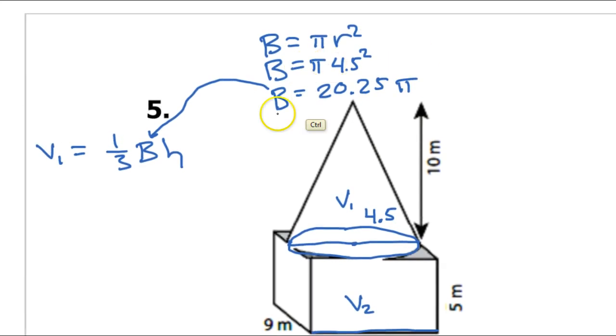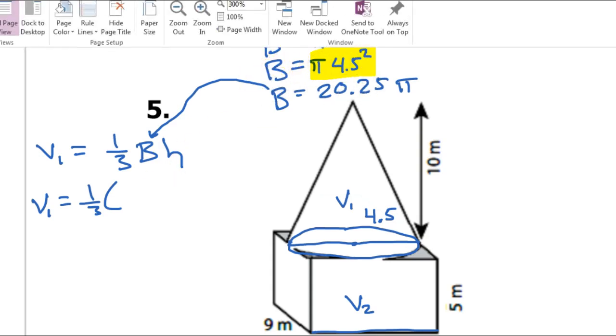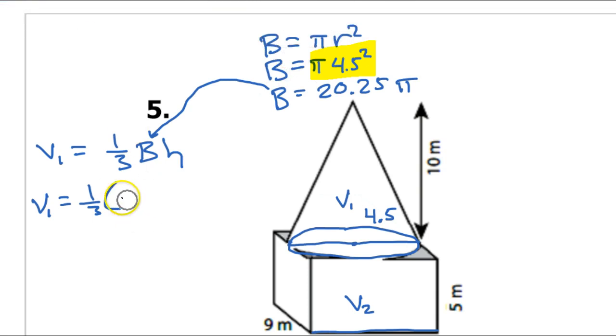Another thing you could do, if you're not comfortable with that, and maybe I'll go ahead and show the other thing I can do now, I can just put this entire expression in for b. I can put pi 4.5 squared, because that's what b is. So I could just go ahead and put pi and then 4.5 squared. That's pi r squared. I can just put that in for b just like that to avoid the decimal.